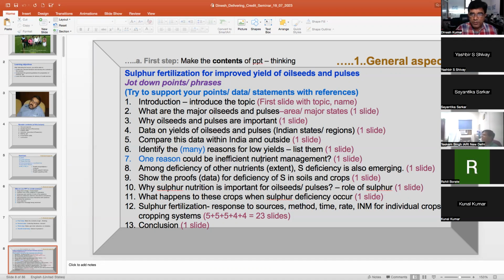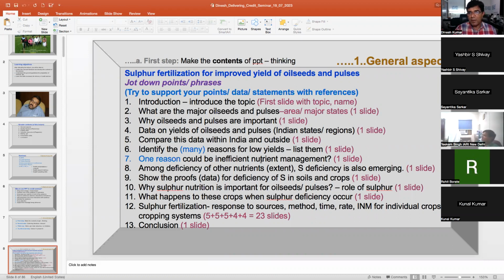And then you need to identify the reasons. If normally we have low productivity, identify the reasons for low yields in one slide. One reason could be inefficient nutrient management. So you will list several reasons for low productivity of oil seeds or pulses. Among those reasons, one could be inefficient nutrient management or poor soil fertility.